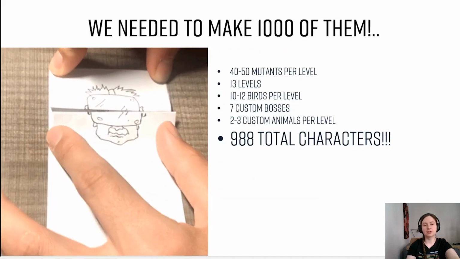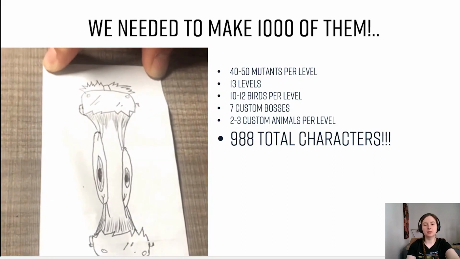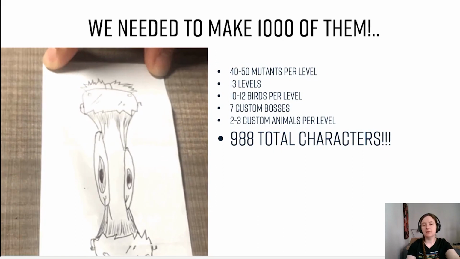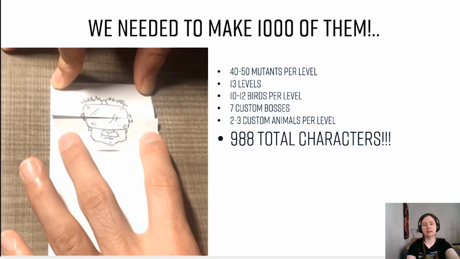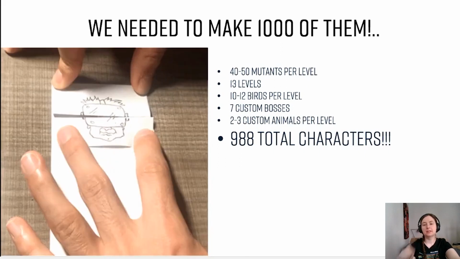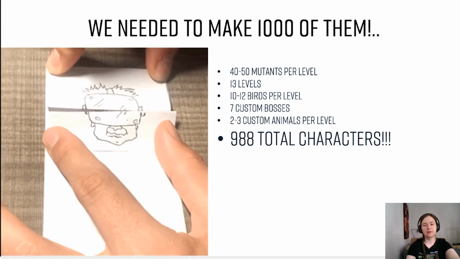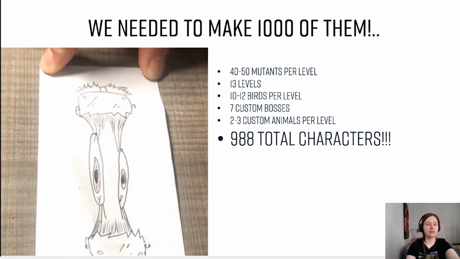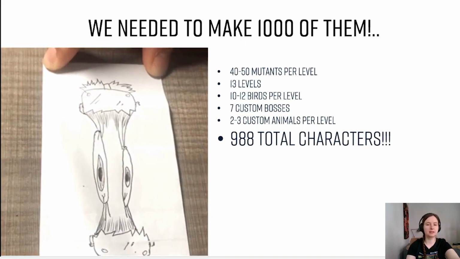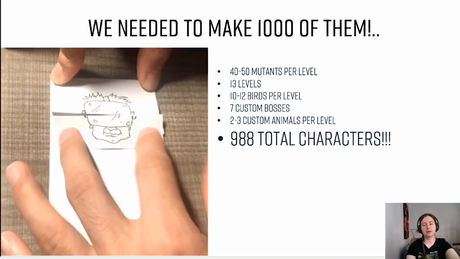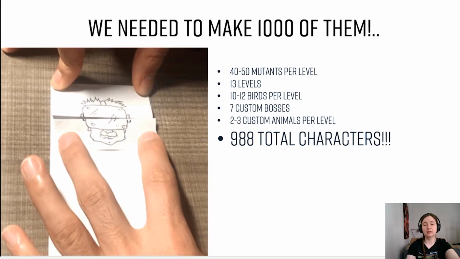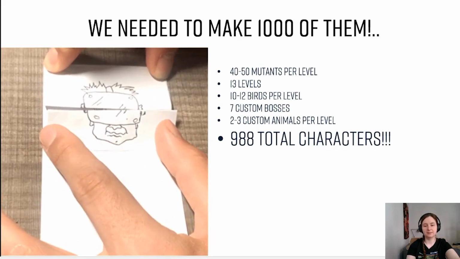VR is very resource heavy, so we had to optimize the characters heavily. So that was our initial math in our game design document. We wanted them all to be different and fun. Luckily, we only had heads to make, heads and necks, no bodies, no rigs. But we still needed 40-50 mutants per level, and 10-12 birds, and 7 custom bosses at the end of each world, and some custom animals. And overall, we decided to have 13 levels, and that's about 1988 total characters.